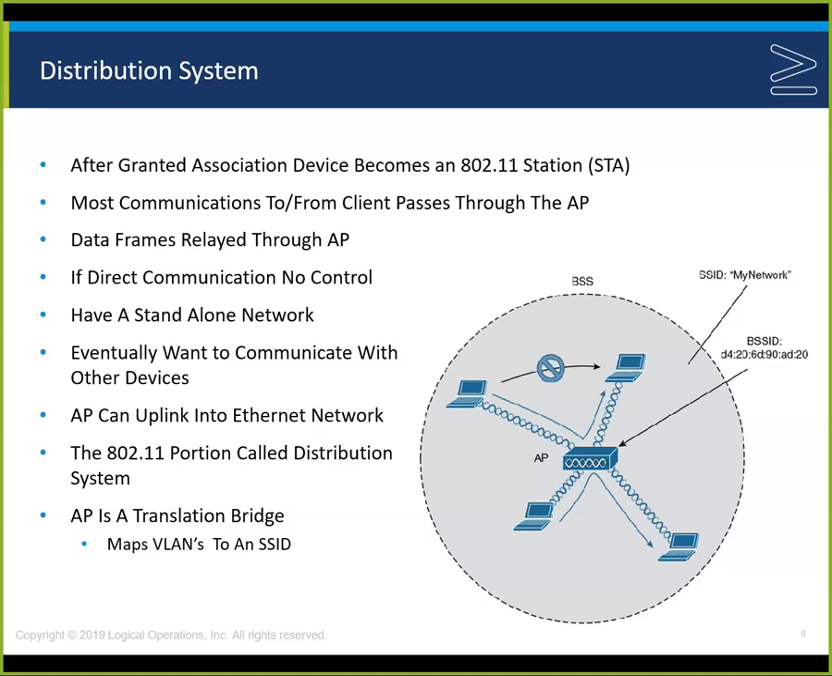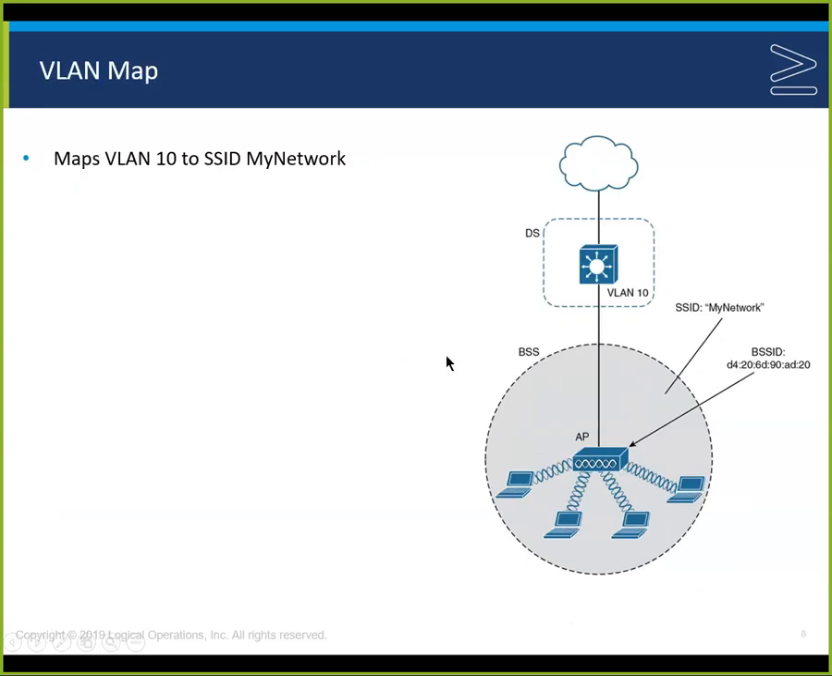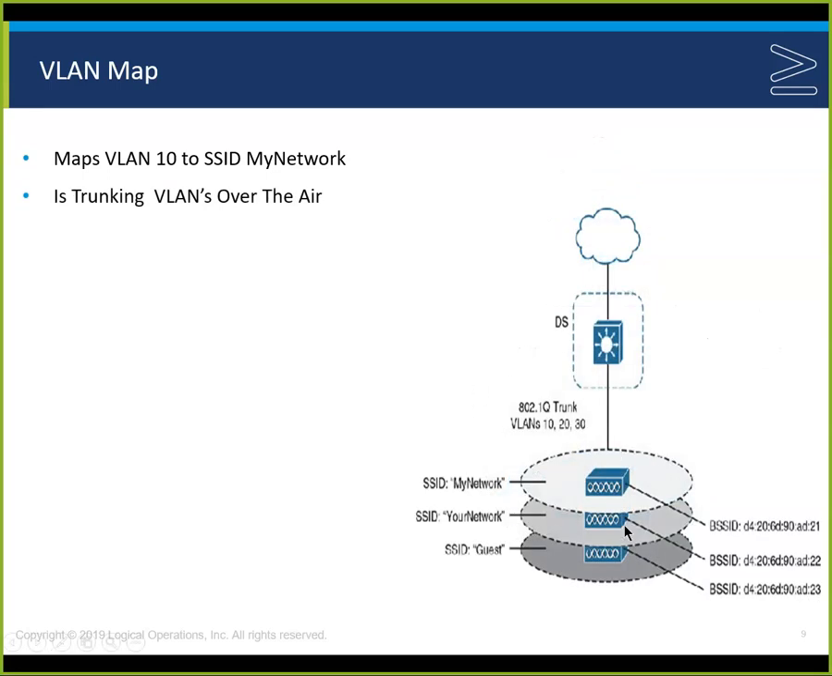And that goes back to what we have here. We are eventually going to need to connect back to our wired network. In this one here, it maps VLAN 10 to SSID My Network. We can have multiple VLANs that would be available on this network. It appears to have multiple connections. I guess we fooled you, fool me, fool you, fool whoever.